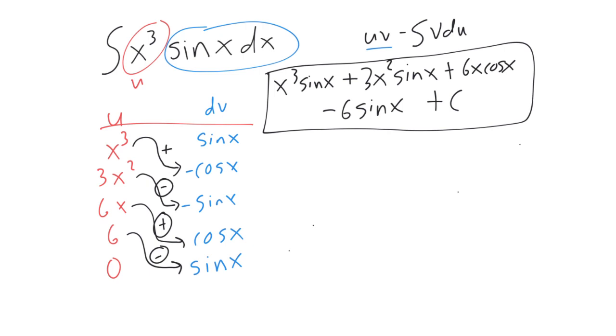So we can use the tabular method to keep track so that we don't have to keep making all these mistakes. There's almost no algebra to do in this case.